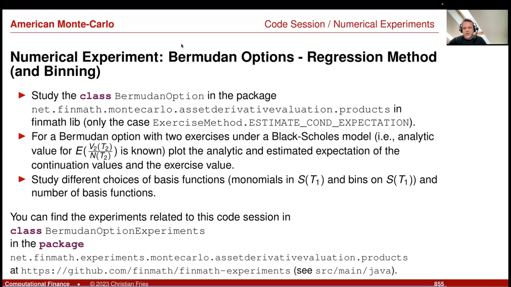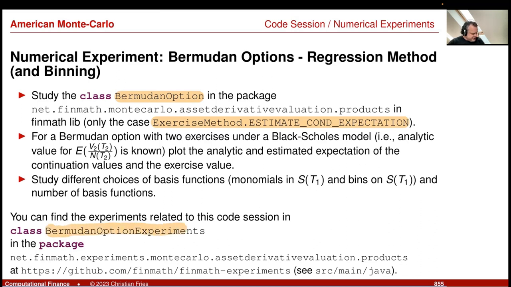Okay, so second code session, second numerical experiment. Now study the Bermudan option implementation. So this is now my backward algorithm, together with the regression, the x transpose x inverse, x transpose u, the regression estimate for the conditional expectation. This has another method, the doodle method, which we will do in the next session. So just look here at the conditional expectation estimator, and maybe then experiment a little bit with this Bermudan.